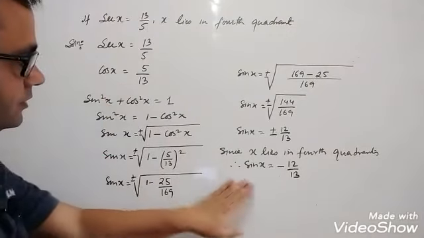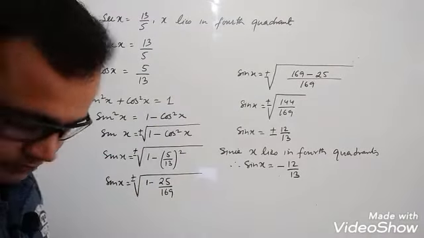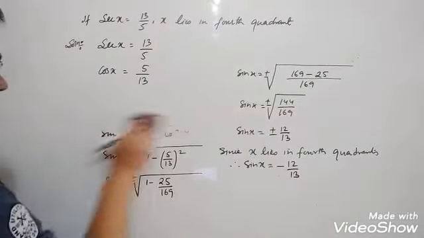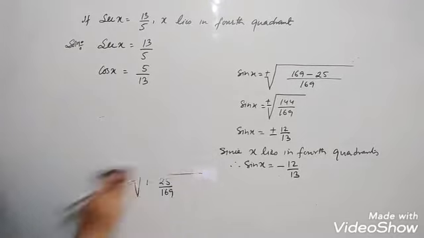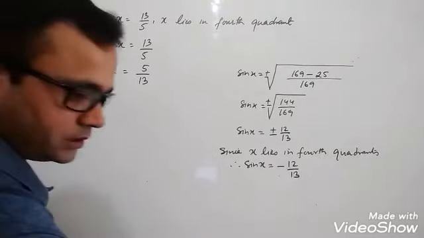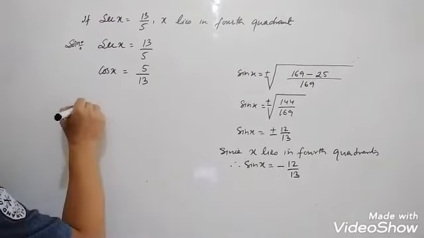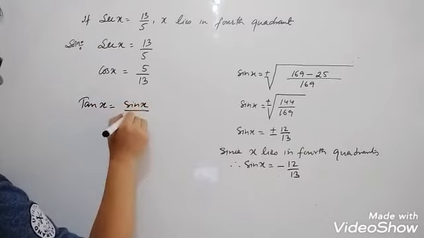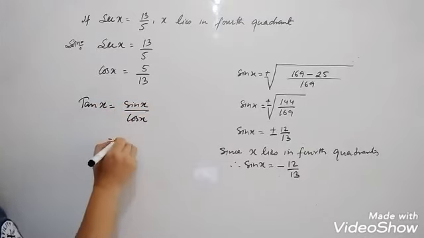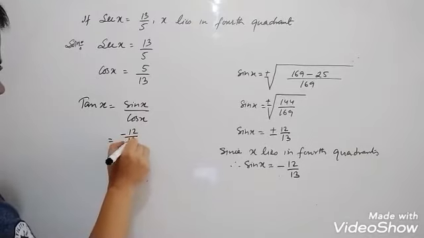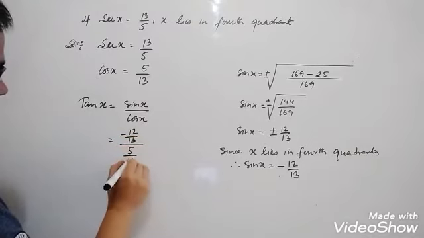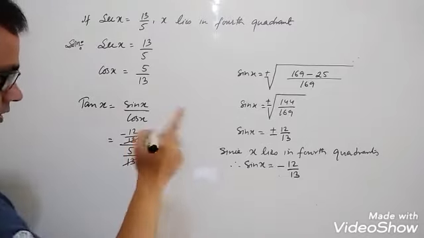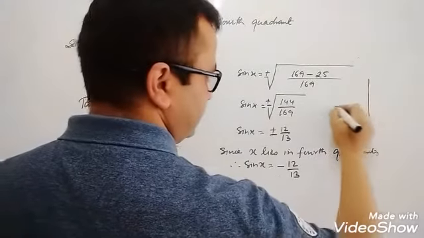Cos is here, sin is here. Now calculate tan. Tan x equals sin x by cos x. So this equals sin is minus 12/13 divided by 5/13. We can cut 13. So this equals minus 12/5. So tan is negative in the fourth quadrant. See here, tan is negative.